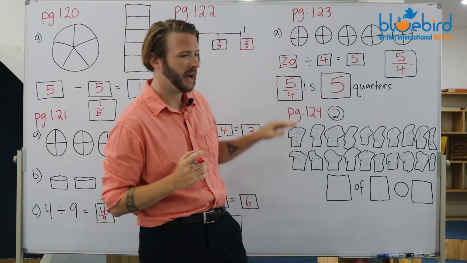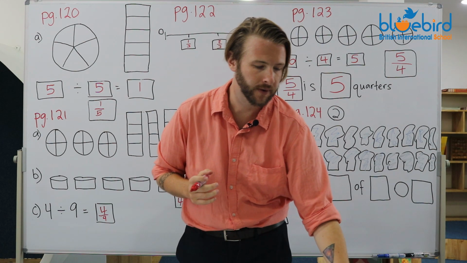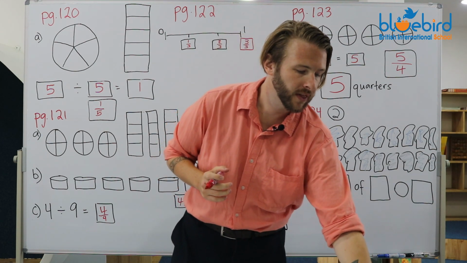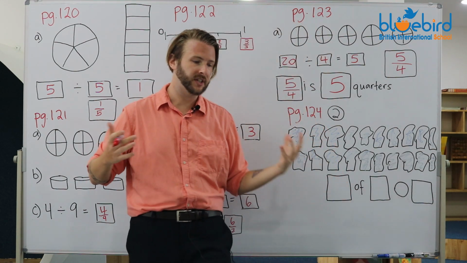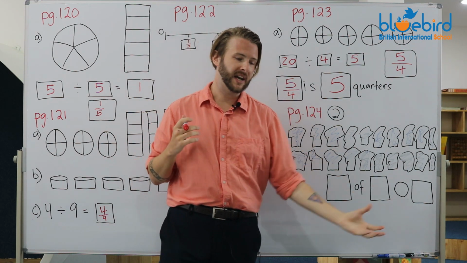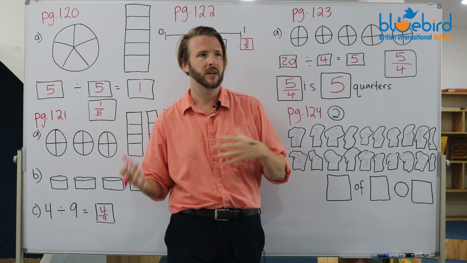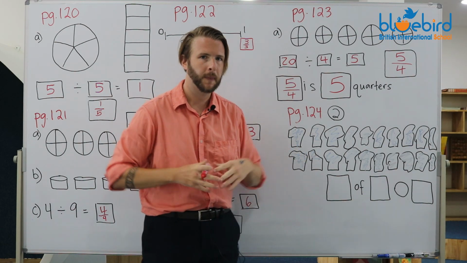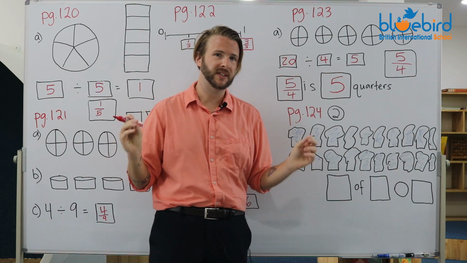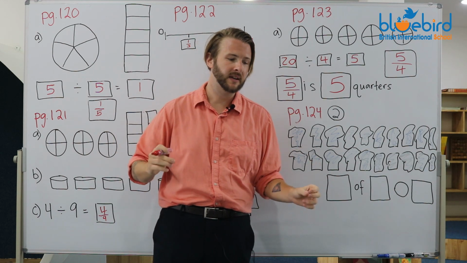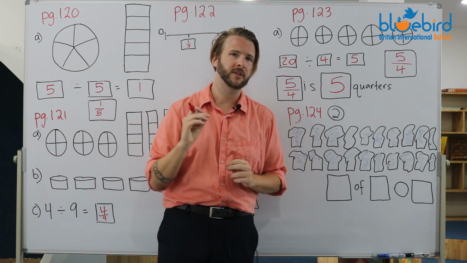Now let's look at page 124. The first one we already know how to do. One child eats 1/5 of a chicken pie, another eats 3/5. We know to add them together, the denominator stays the same. So instead, we're going to look at number 2.